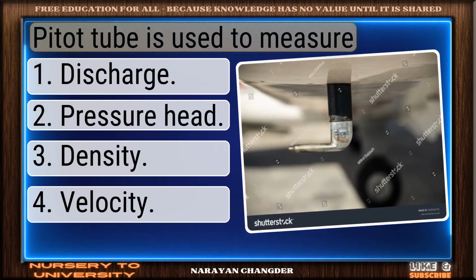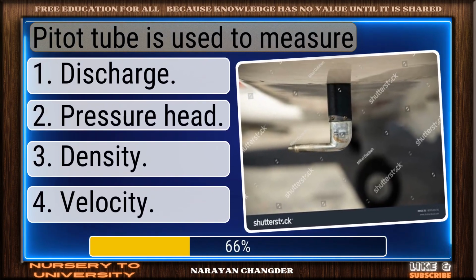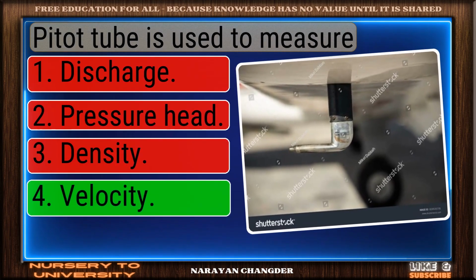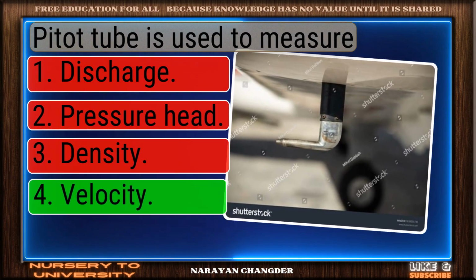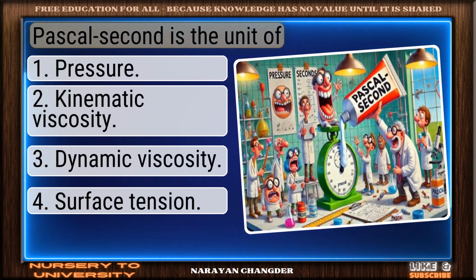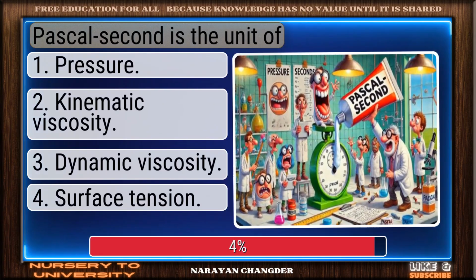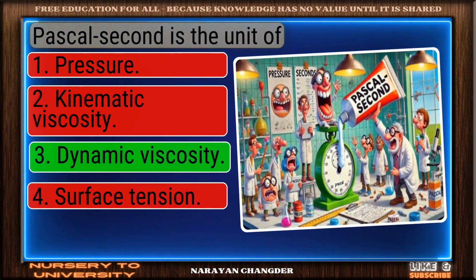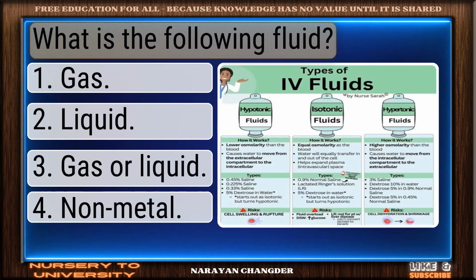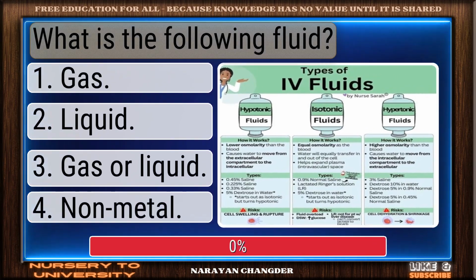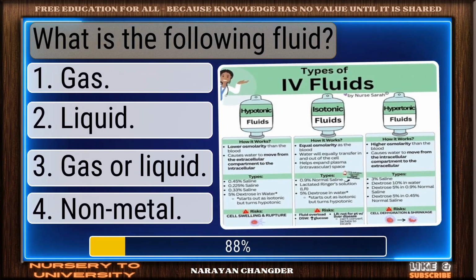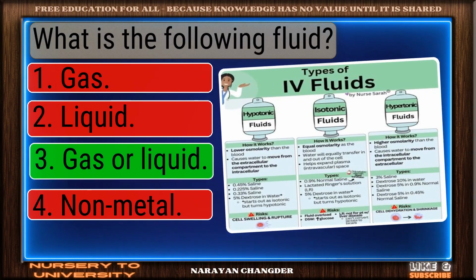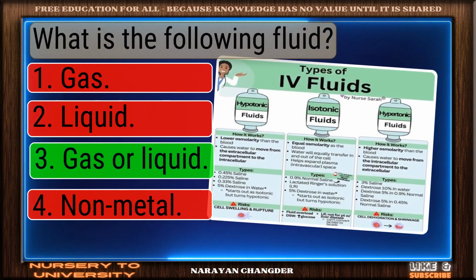Pitot tube is used to measure. Strong choice. Velocity is the right answer. Pascal second is the unit of. Sharp thinking. Dynamic viscosity is the right choice. What is the following fluid? Nice selection. Gas or liquid is the correct and valid answer.